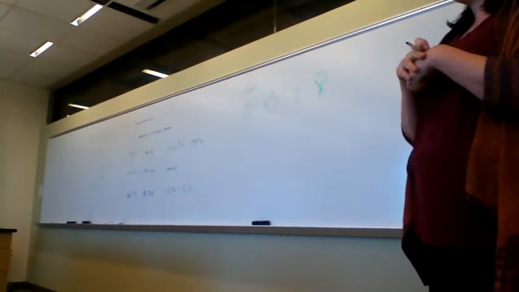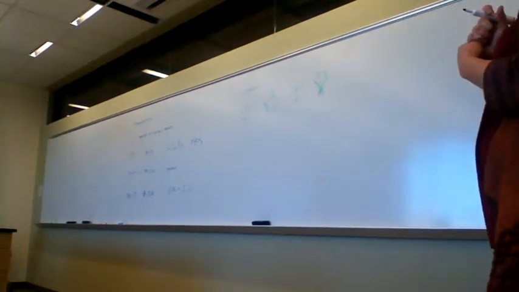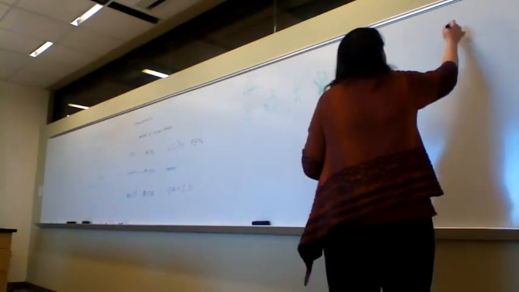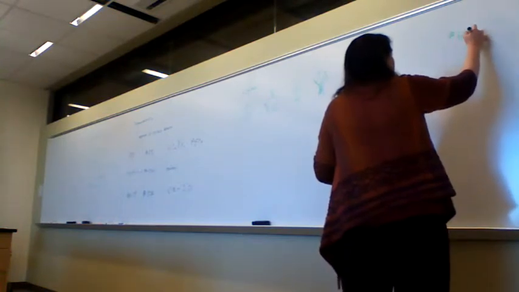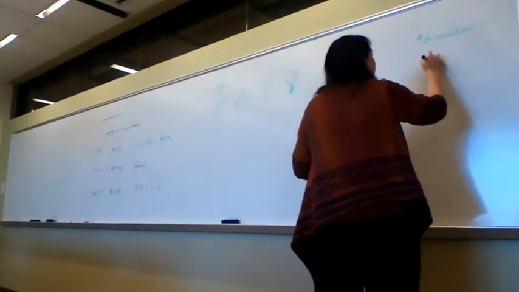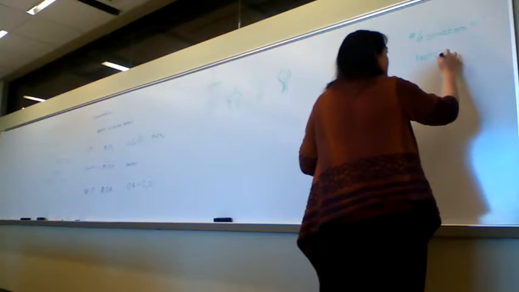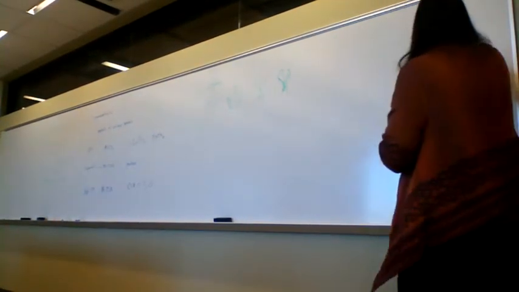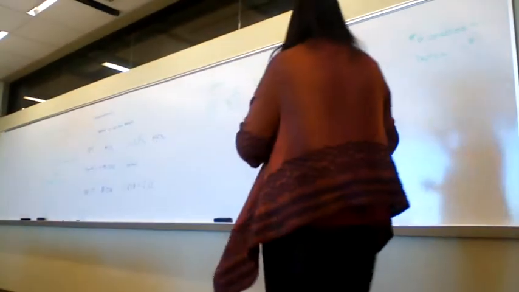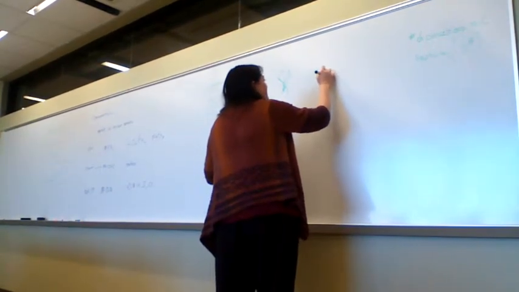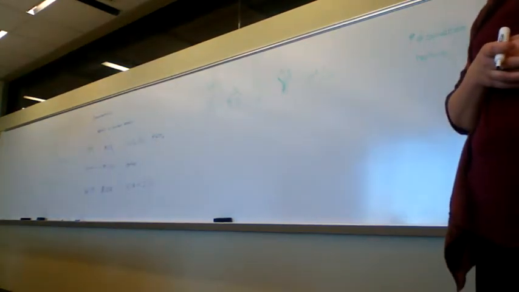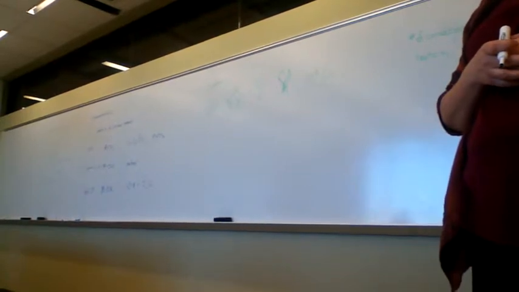Do you remember, from reading the table, what that would be called? It's the hapticity. So we're going to put this over here. Number of connections, which is represented by eta and then a number. So what I've drawn up here for you is actually eta 5 cyclopentadiene, which is abbreviated Cp. So that's what it was, yes.